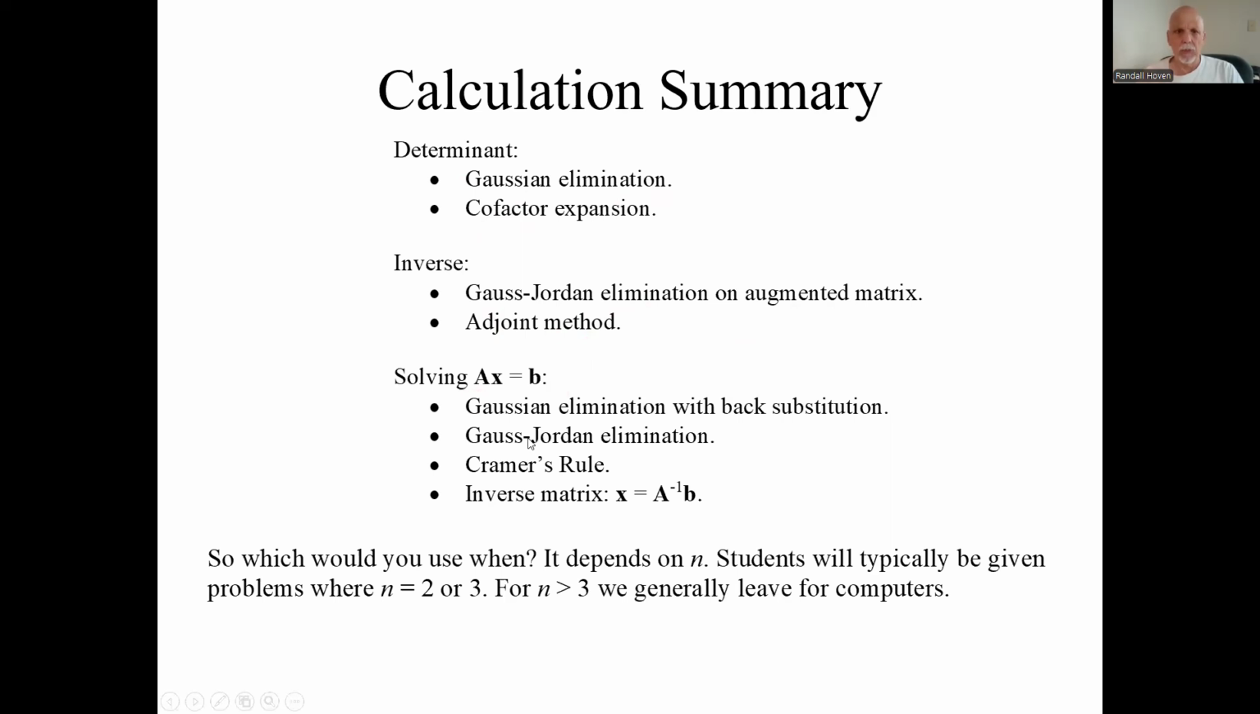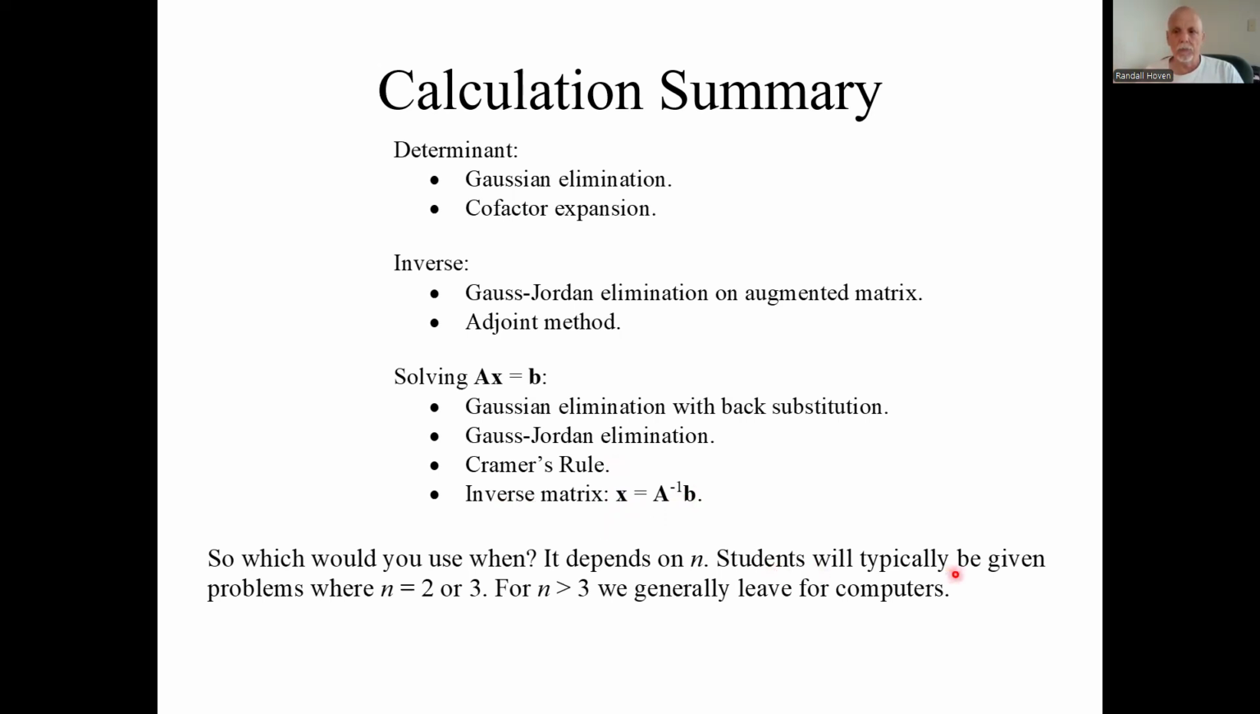And solving a system of equations, you could use Gaussian elimination with back substitution, or you could go all the way with Gauss-Jordan elimination, or we just covered Cramer's rule, if A is square. Or you could find the inverse and find, if there is one, x equals A inverse B. So which ones should you use as a student? And which ones should computers use?